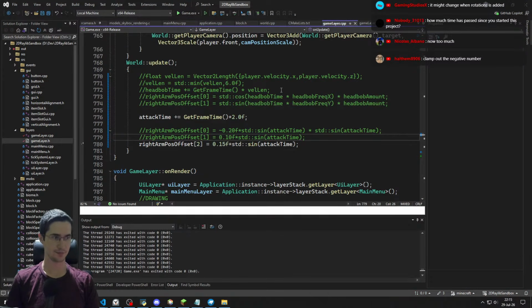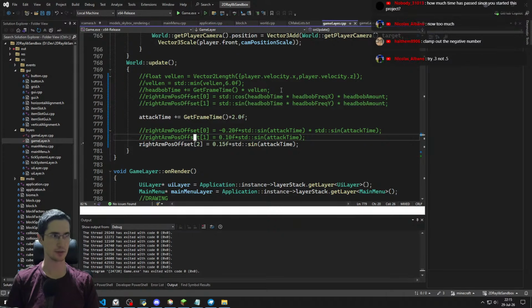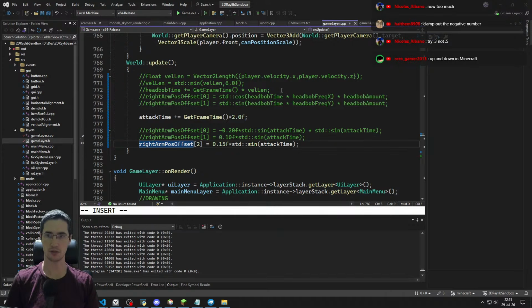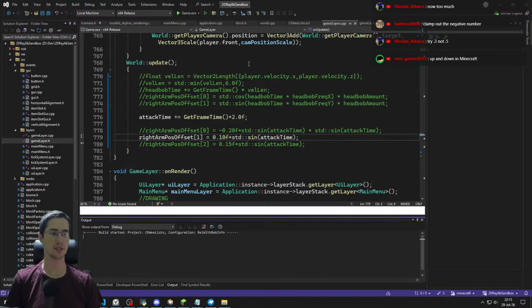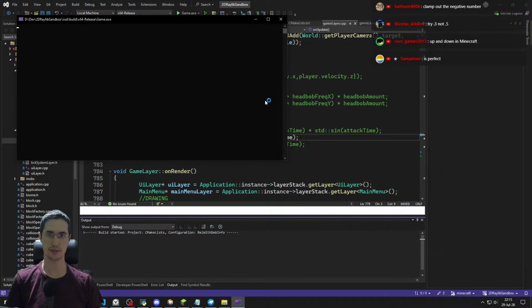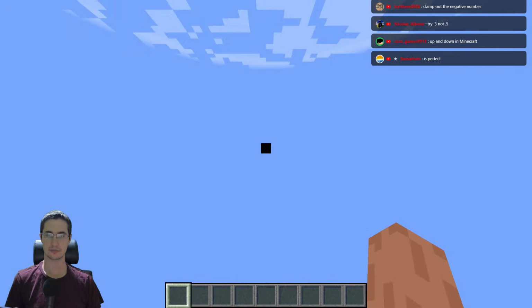Okay, chat. To clamp out the negative. In the resource pack, they don't clamp it. Let's do up and down now. How does the up and down look like?